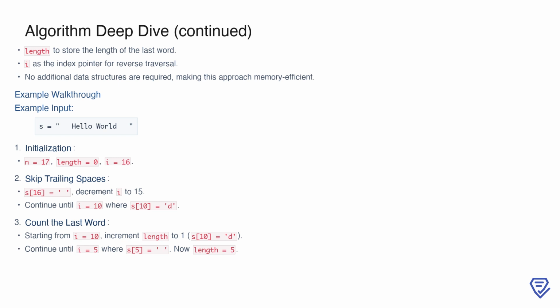The next step is to count the length of the last word. Starting from i equals 10, we increment length to 1, as s[10] is d. We continue decrementing i and incrementing length for each character of the word, stopping when i reaches 5, where s[5] equals a space. At this point, length equals 5, representing the length of the last word.